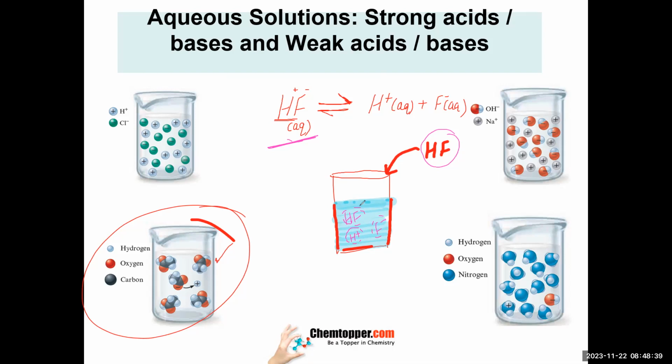So what all is there in the solution, children? What all is there? HF, H plus, F minus. One more thing. Anil, one more thing. What is that? Yes, water. Water is also there. So if they are saying write all the major species of the solution, please do not ignore water. It's also there, right? Is it clear to everyone?